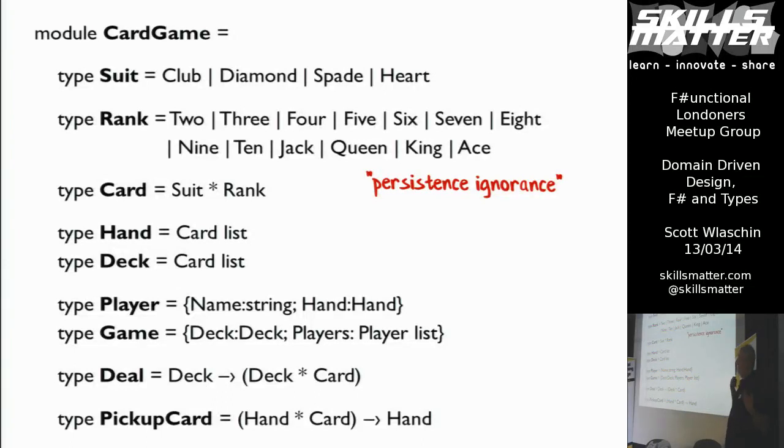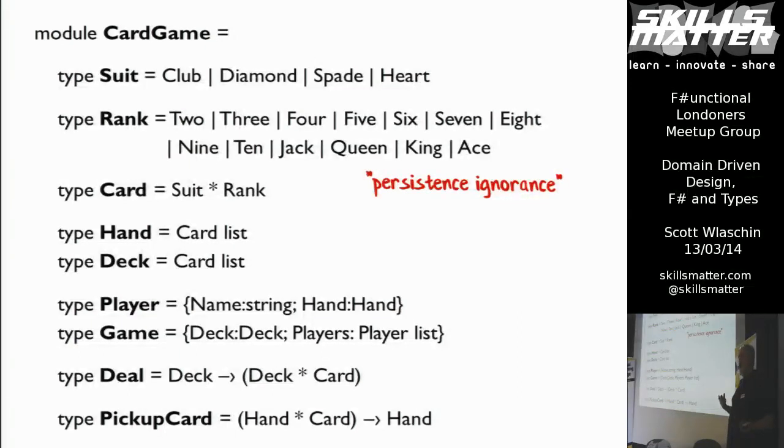Persistence ignorance means you don't have anything to do with databases. You may need to store a deck of cards in a database somewhere, but this design has got nothing to do with that. It's all about the design, the domain. When you have real cards, you don't worry about storing them in a database.